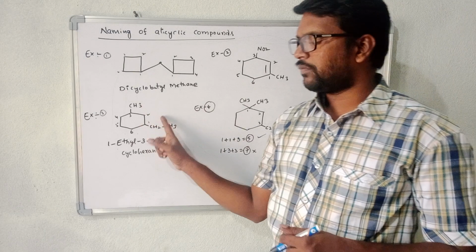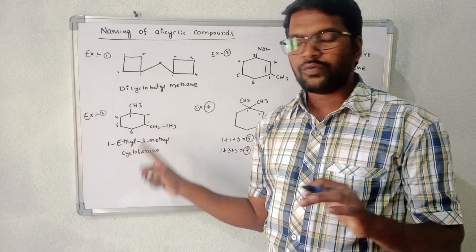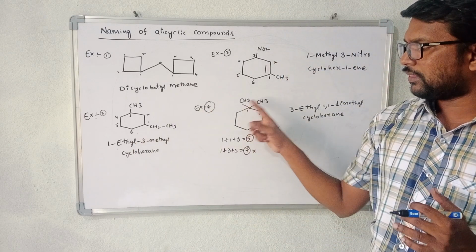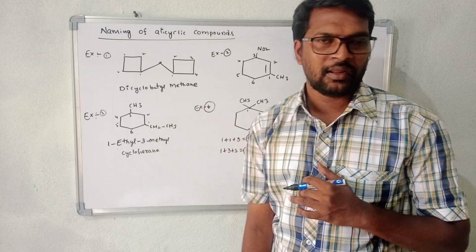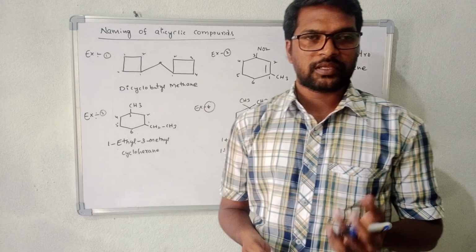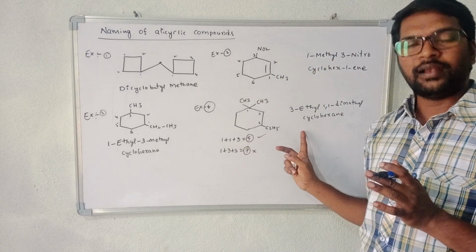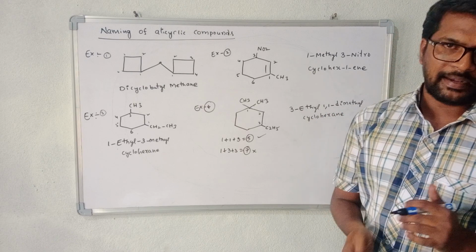Here only two different substituents are present, so directly we follow alphabetical order. Whichever comes first, we give it the lowest number. But here three substituents are present. Whenever three substituents are present, we compulsorily follow the lowest summation rule. According to the lowest summation rule, whichever has the lowest sum, according to that we write the name. But while writing the name, we compulsorily follow alphabetical order.